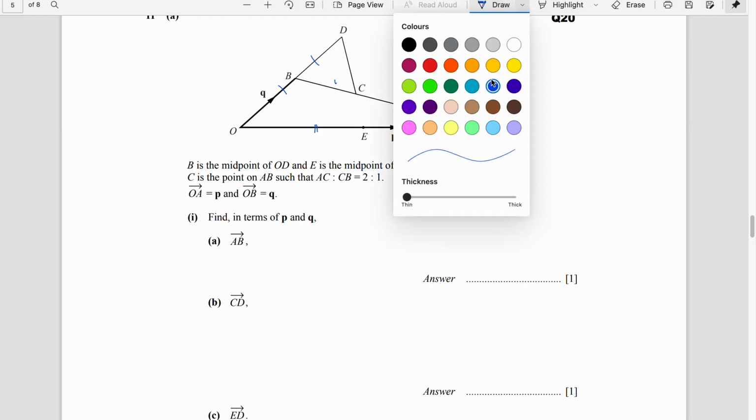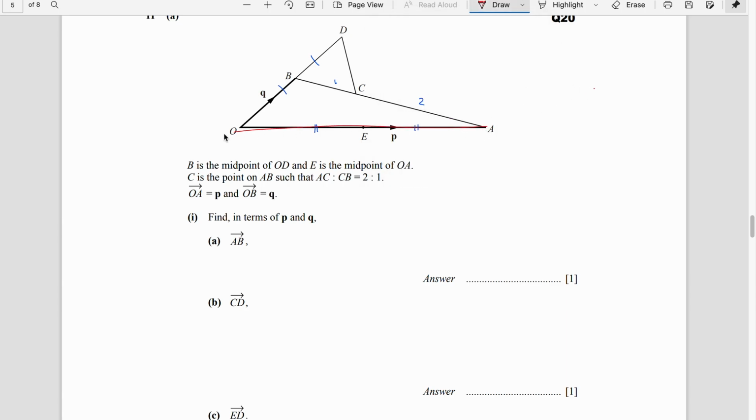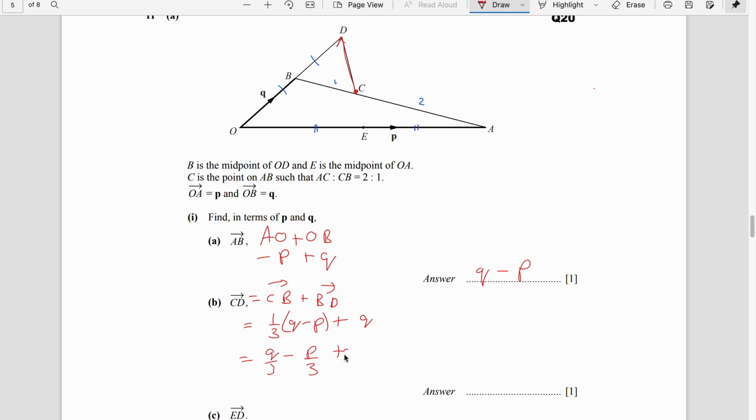AB. So we start at A and we end at B, so AB is AO plus OB. Now AO is minus P and OB is Q. So Q minus P. Next part is CD. For CD, I'm writing CB plus BD. Now we know CB is 1/3 of AB. So 1/3 and copy AB from the previous part, Q minus P. And BD is equal to OB, so that's Q. So Q by 3 minus P by 3 plus Q.